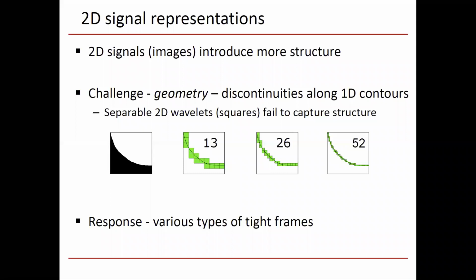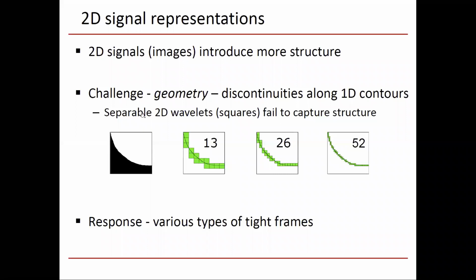And when we try to cover this discontinuity with squares, when we move from 13 to 26 to 52 squares, we get better resolution, better approximation, but we need quite a lot of squares.